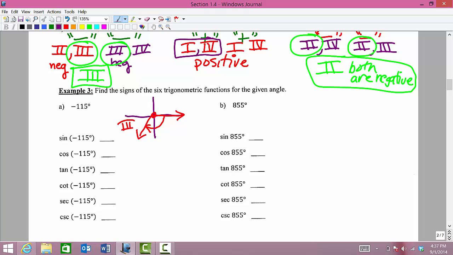Now remember that it's all students take calculus. So in quadrant 3, tangent is positive. So we have positive values for tangent and its reciprocal cotangent. Everything else in quadrant 3 would have a negative value.